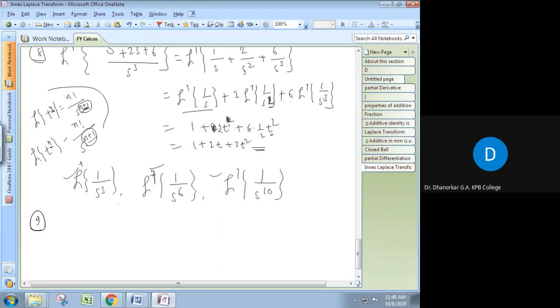Next, 9. Okay, so we have covered this. Again, you can practice and try to solve this example and tell me the answer. Inverse of s plus 2 divided by (s plus 2) square plus 20.